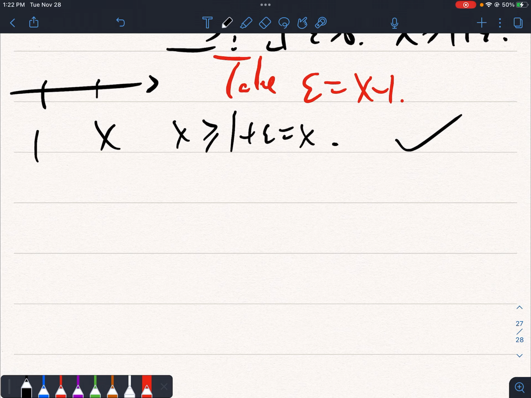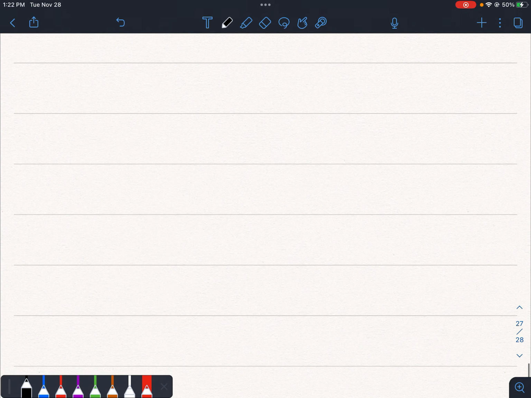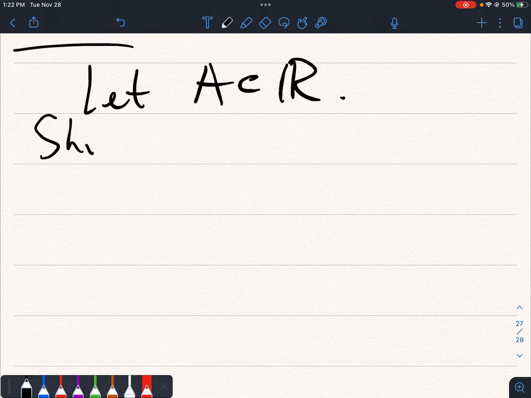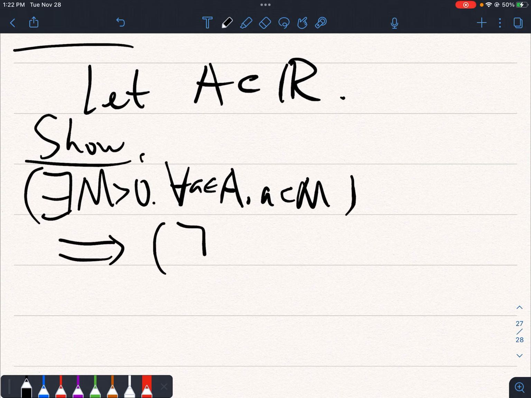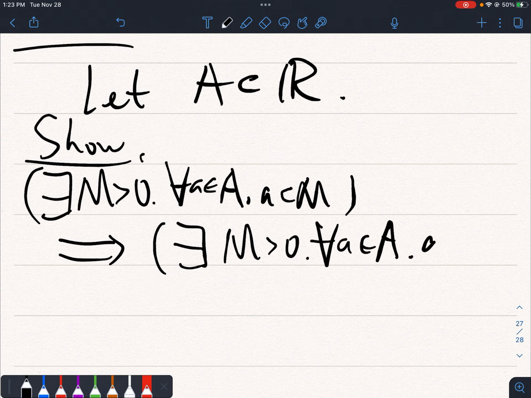Okay, and let me give you maybe just one more example. So first we are given a subset A in R, and we want to show that there exists some m bigger than 0 such that for all a in A we have a is less than m, will imply that there exists some m such that for all a in A we have a is less than or equal to m. Actually, this is equivalent.